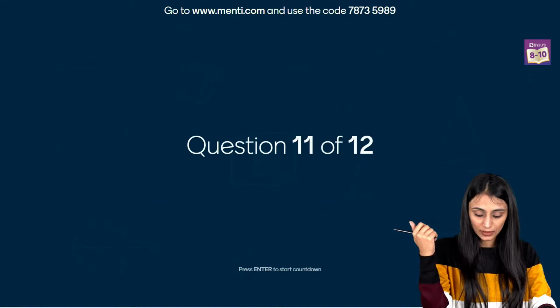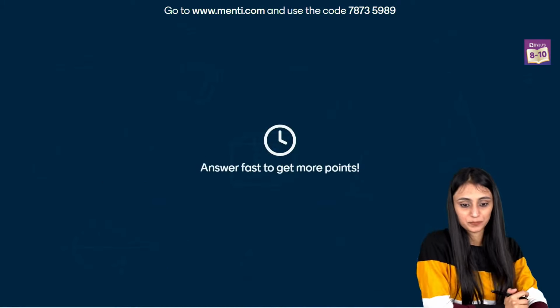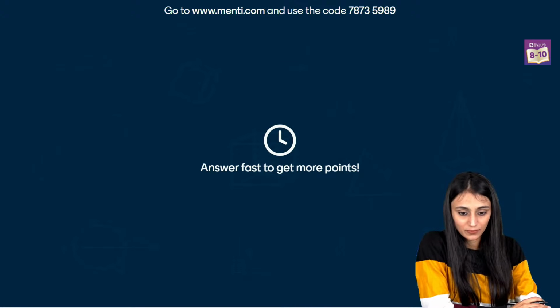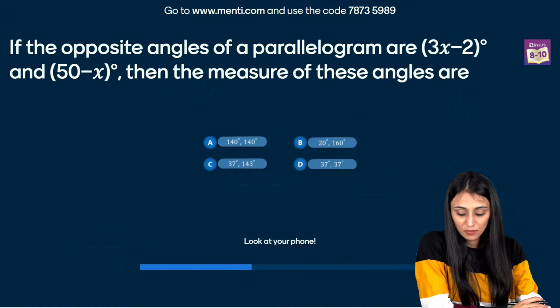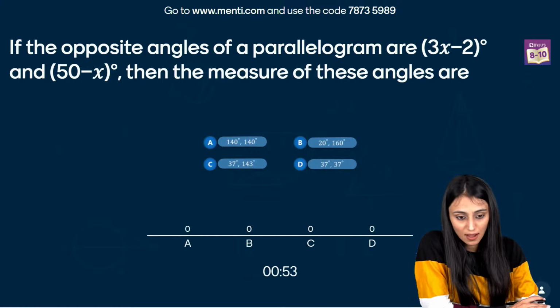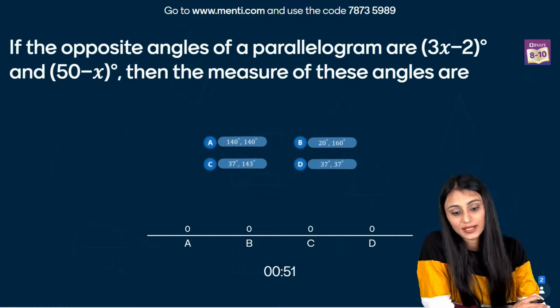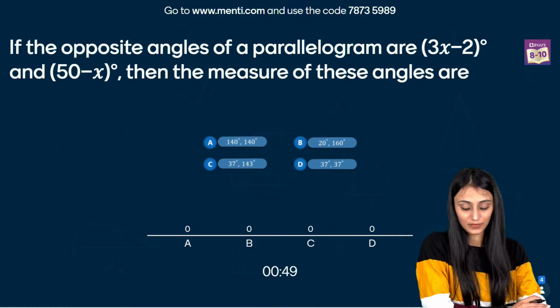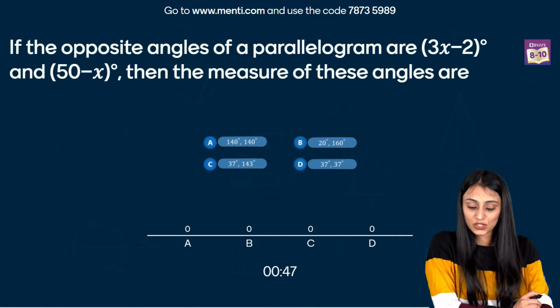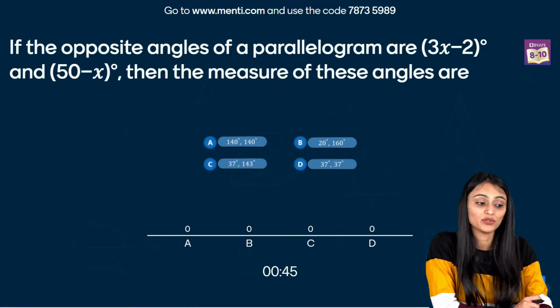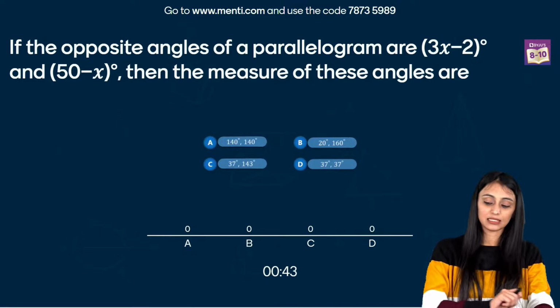Alright, let's take a look at the next one. We have question number 11 now. If the opposite angles of a parallelogram are 3x minus 2 degrees and 50 minus x degrees, then the measure of these angles are. Yes, we are on the next question. So opposite angles are given this time. You have to find out the measure of these angles.